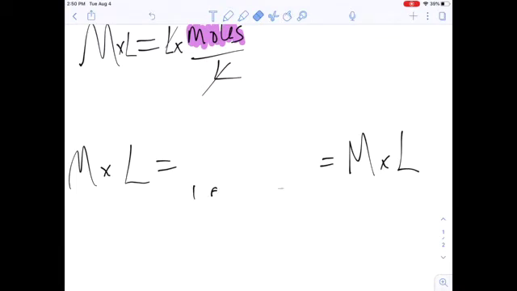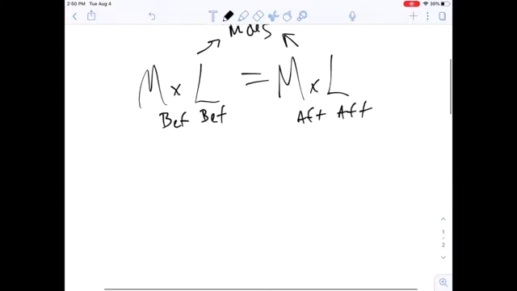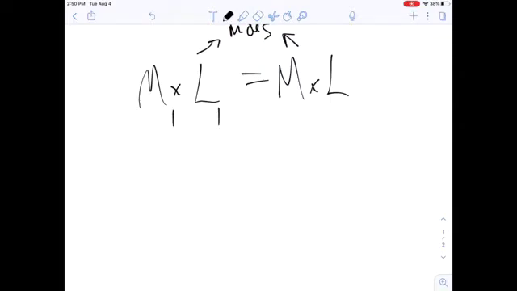So if we cut out the middleman, then what we get is this equation here. The molarity times the liters before is going to be the same as the molarity times the liters after, because both of these give you the same number of moles of the solute that is there. Now, rather than do before and after, what we typically do is use 1s and 2s instead. So 1, 1, and 2, 2, just a little bit easier.